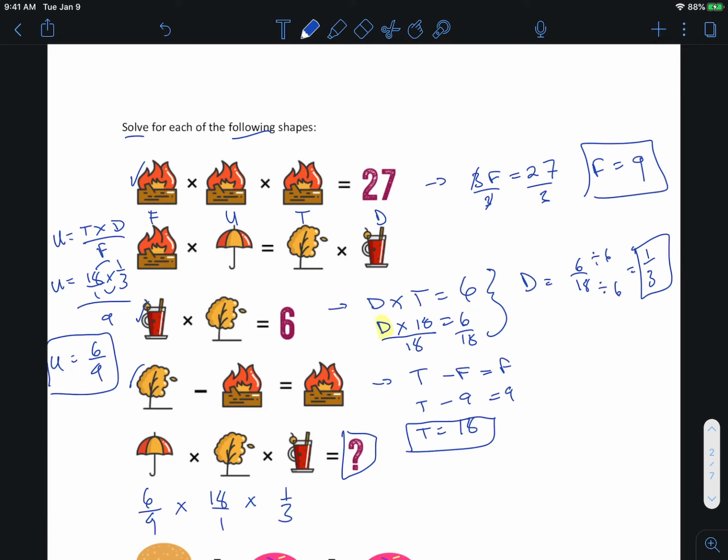Okay. Now you could do this. The nice thing about multiplication is you can do it in whatever order you want. So the 18 over 1 again, right? So now you're just multiplying all the tops and all the bottoms. So 6 times 18.